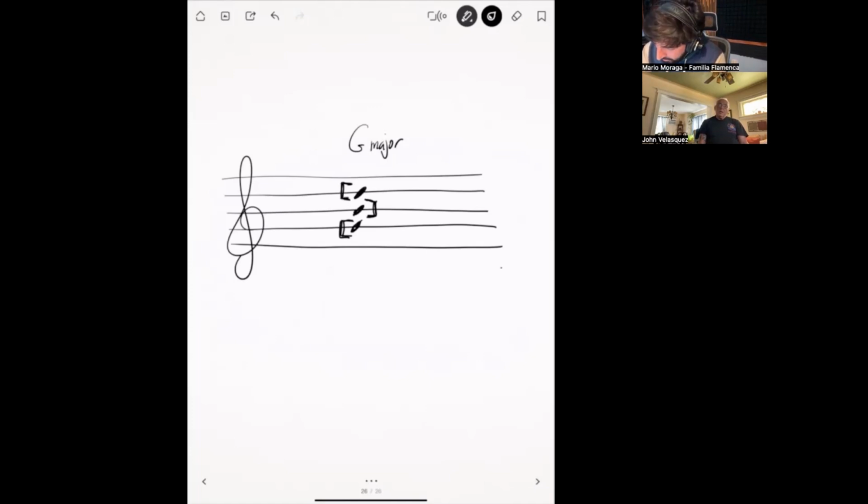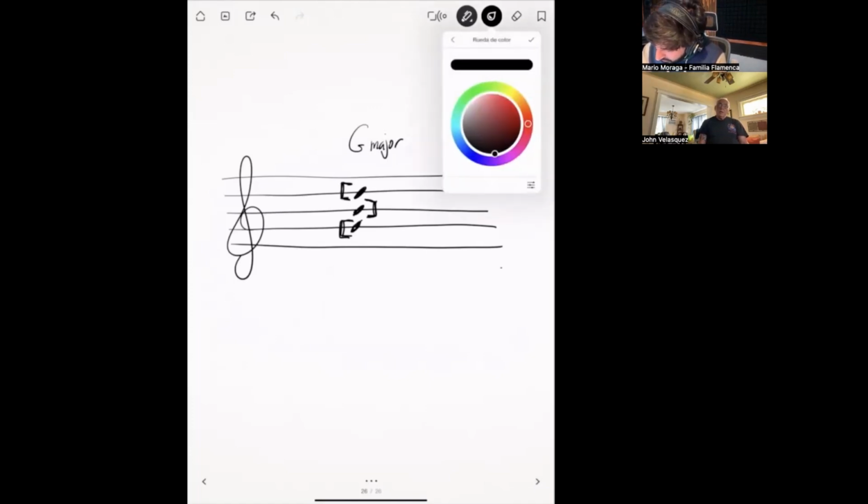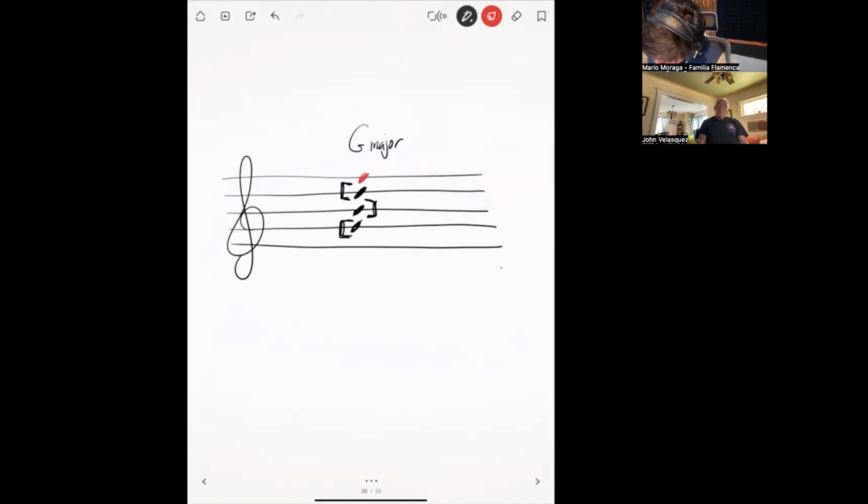And now if we add the F note, which is going to tell us the F here, this is going to be the seventh. Right. Got it. Now this is not a G major chord. This is a G seventh chord. When you go up, it changes.